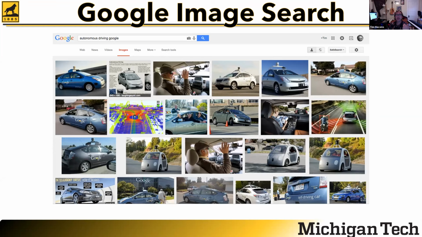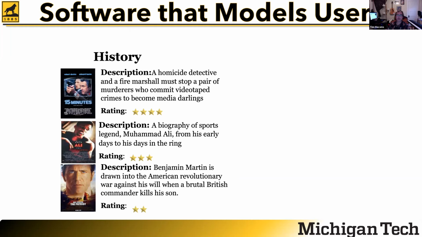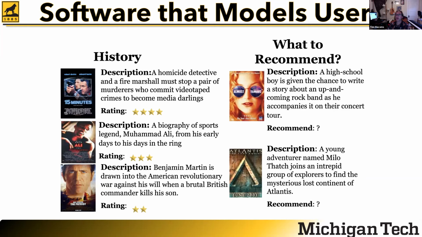So they're using image recognition machine learning tools to do that. Software that models users: given your Netflix history, can Netflix figure out what to recommend to you based on your ratings of those three movies, 15 Minutes, Ali, and The Patriot? Are you going to get recommended Almost Famous or Atlantis? And it turns out, I guess it's recommending Atlantis. This wouldn't be mine. Almost Famous is a great movie.